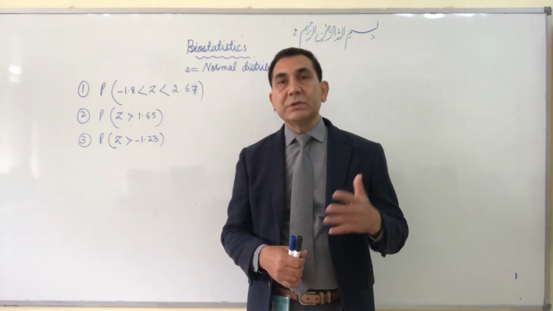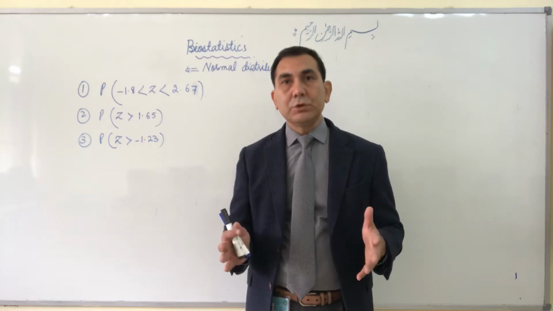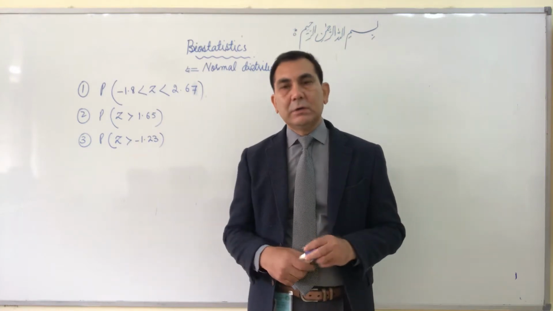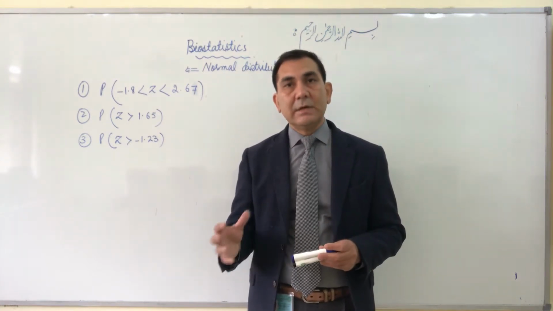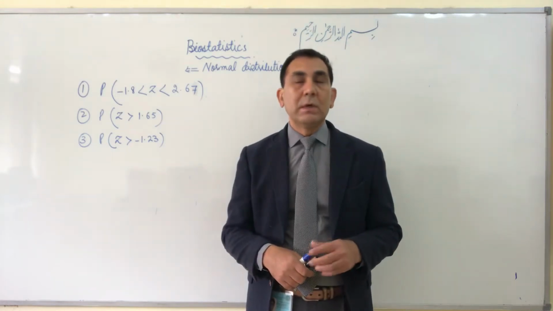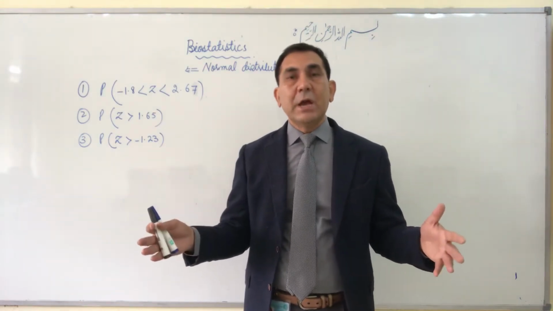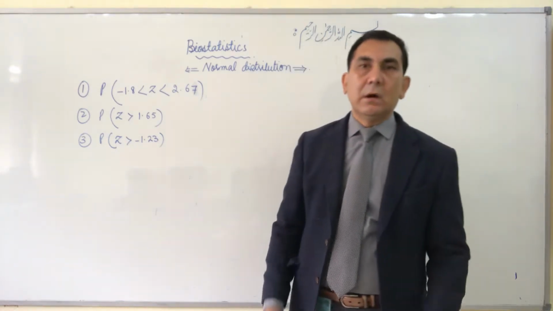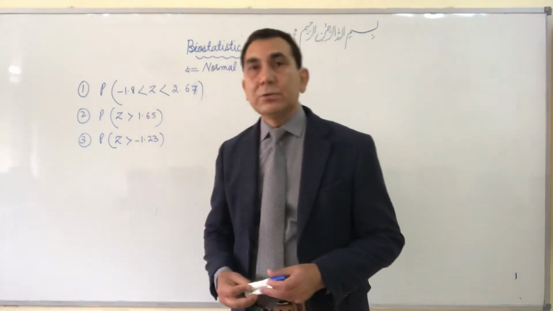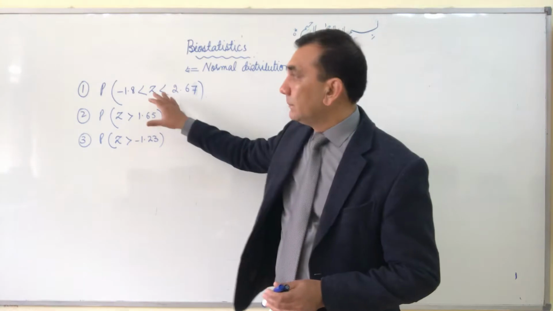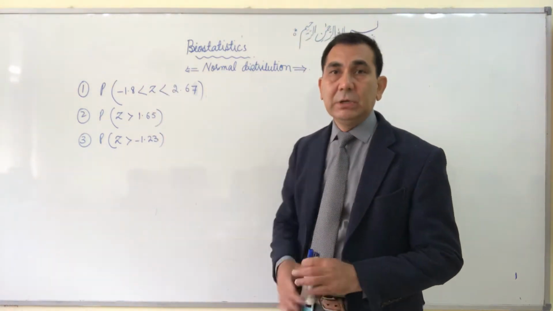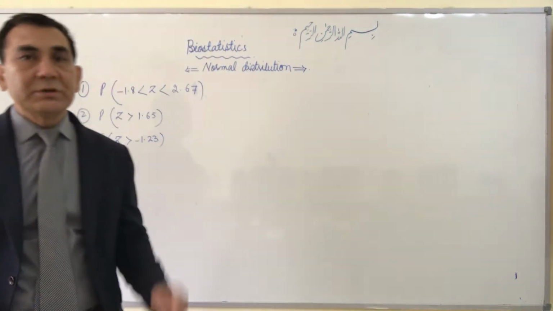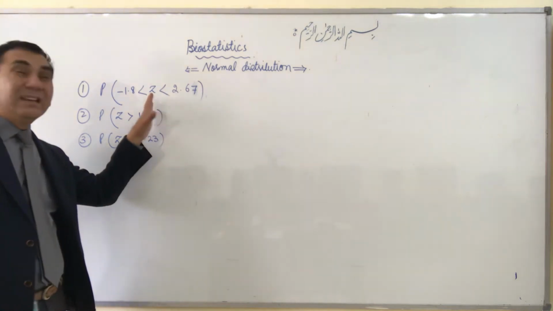Within 1 standard deviation, 68% of the data lies under the normal curve. Within 2 standard deviations, 95% lies under the normal curve, and similarly 99.7% of the data lies within 3 standard deviations. In today's session, we will learn how to solve probability under the normal curve, and how much proportion or percentage is present according to the given data.